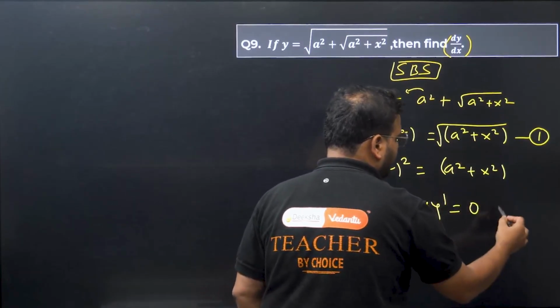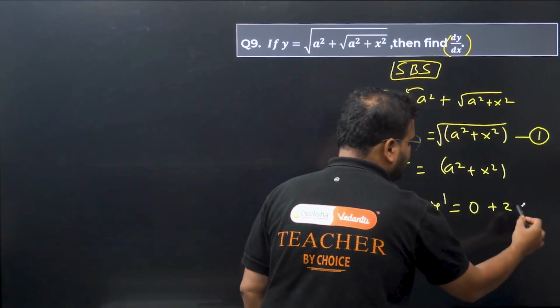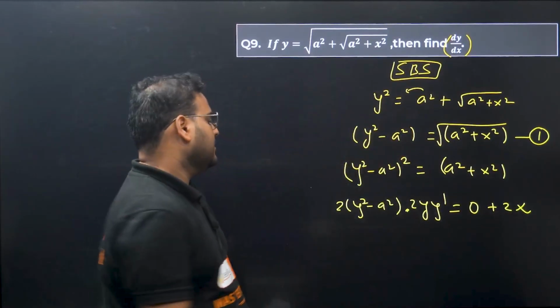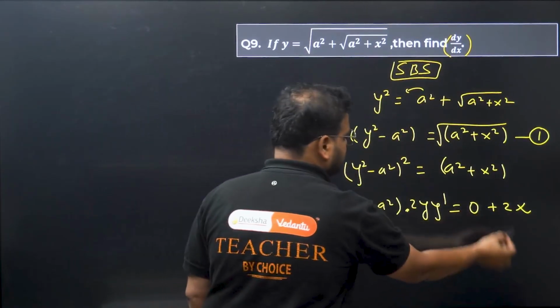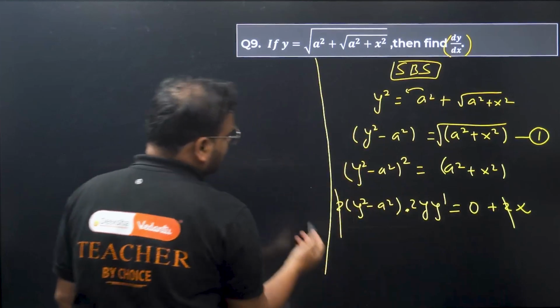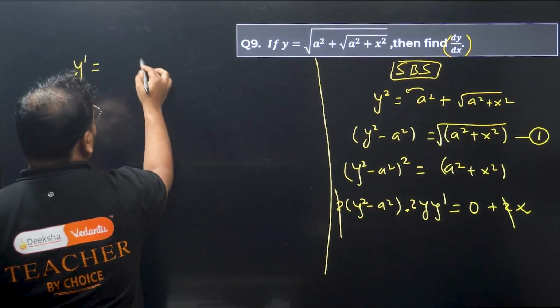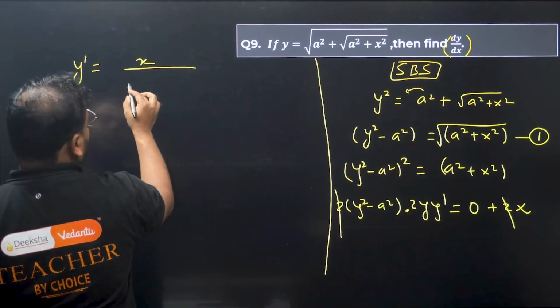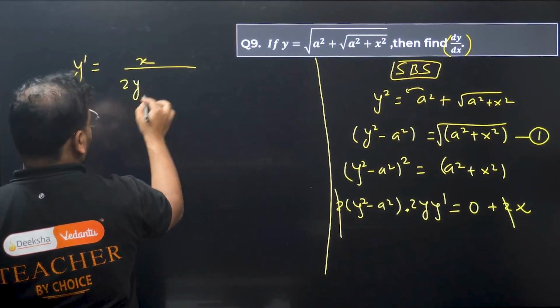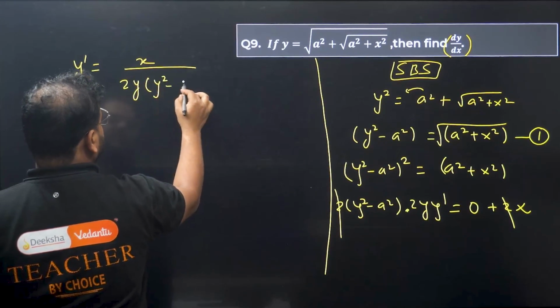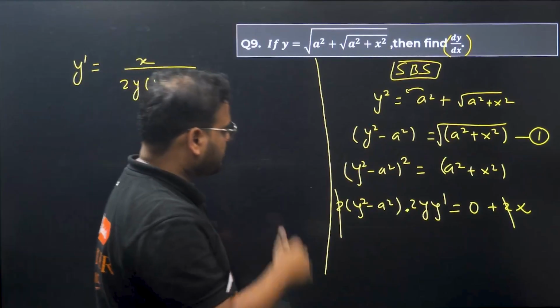This x square will become what? 2x. This 2 over here and this 2 over here are cancelled. Take the final answer. What am I getting? I'm getting y dash equals x upon 2y, y square minus a square. Y square minus a square.